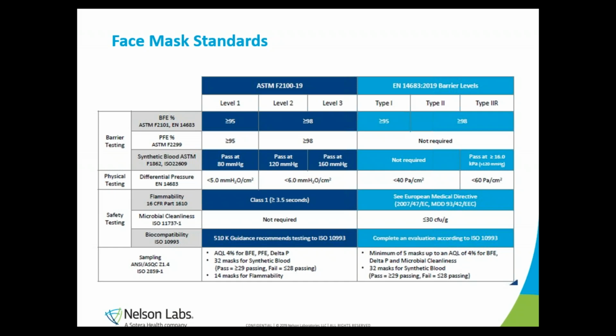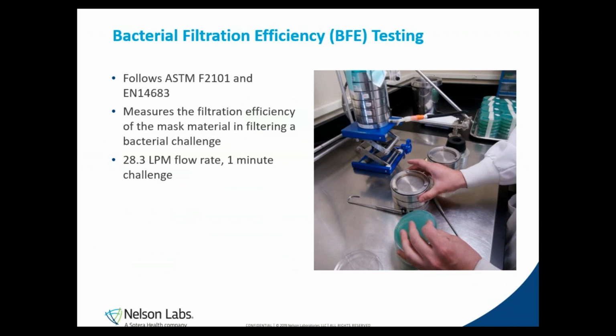Bacterial filtration efficiency testing follows ASTM F2100 and EN 14683. These two standards indicate how to do the test. This testing measures the filtration efficiency of the mask material in filtering a bacterial challenge. The flow rate for this testing is 28.3 liters per minute, which, if you remember the NIOSH testing, is about 1/3 of the flow rate required for a respirator test.